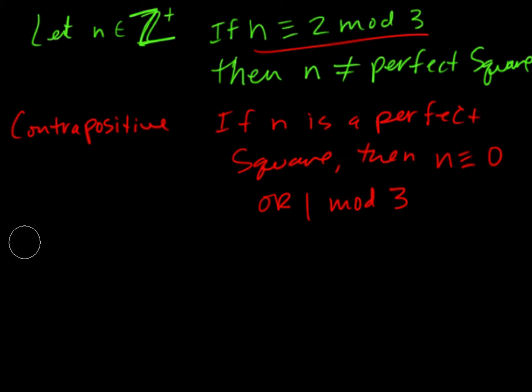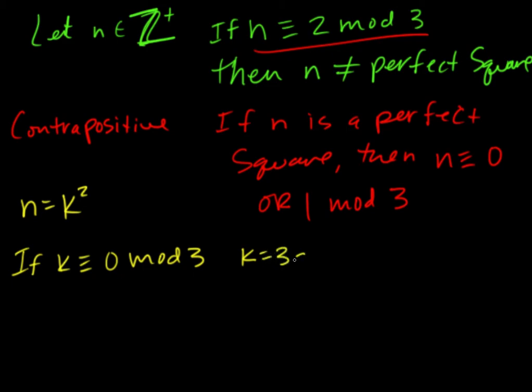Okay, so we have to test a couple cases. Sorry, I'm getting ahead of myself. Okay, so we're going to start with n is equal to k squared, where k is an integer. And if that's true, we have some cases. So if k is divisible by 3 is essentially what this is saying, then we know that k has to be equal to 3q, which is just another integer.